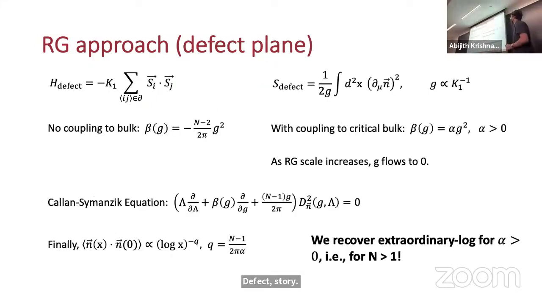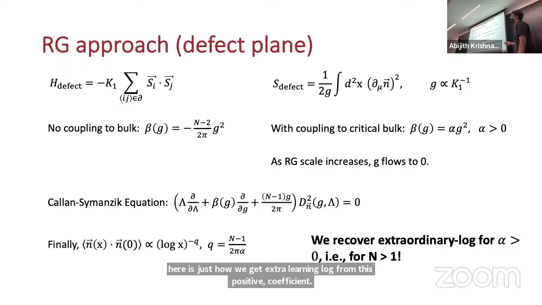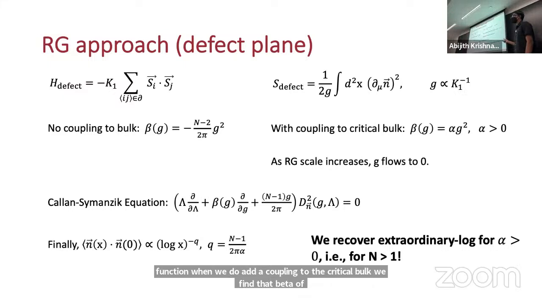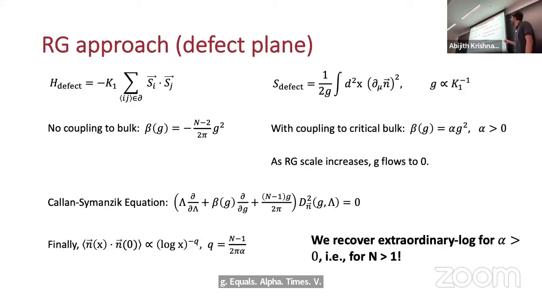And here is just how we get extraordinary log from this positive coefficient. So recall that this is our defect Hamiltonian. This is what the defect action is in the absence of the bulk. And so with no coupling to the bulk, we get the result from Polyakov for the beta function. When we do add a coupling to the critical bulk, we find that beta of G equals alpha times G squared, where alpha is greater than 0. And to recap, that just means that G flows to 0 as our RG scale increases.